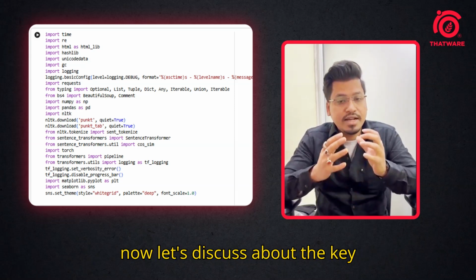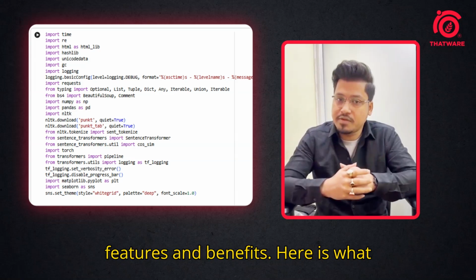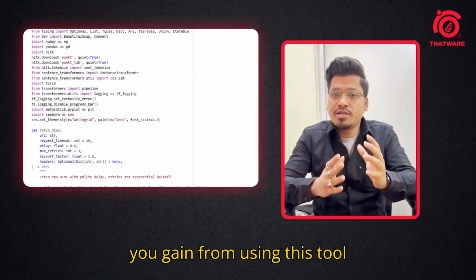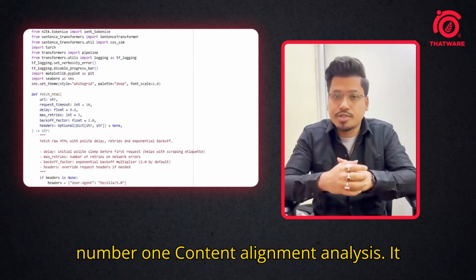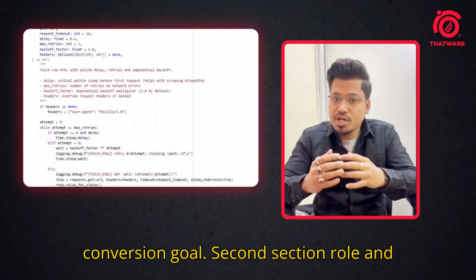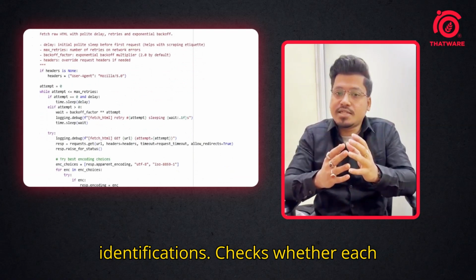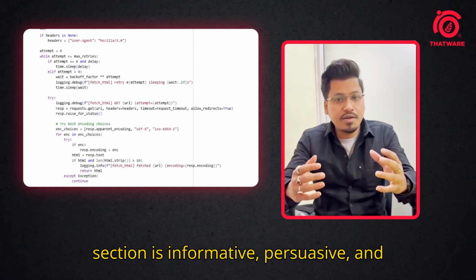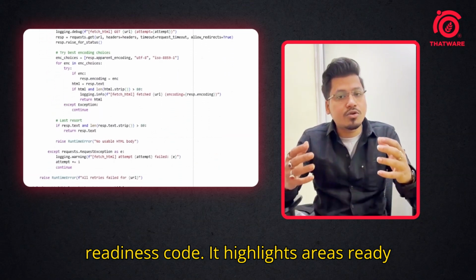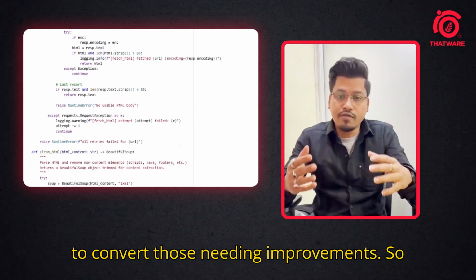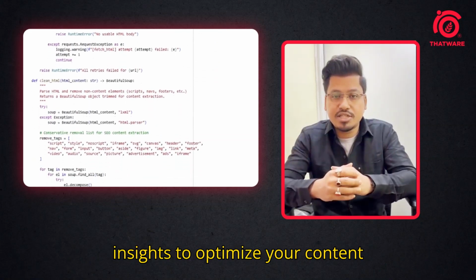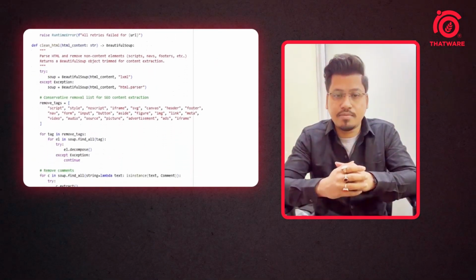So now, let's discuss the key features and benefits. Here is what you gain from using this tool. Number 1. Content alignment analysis. It ensures messaging supports your conversion goal. Second, section role identification. It checks whether each section is informative, persuasive, and functional. Number 3. Conversion readiness score. It highlights areas ready to convert and those needing improvement. So no more guessing, you get actionable insights to optimize your content efficiently.